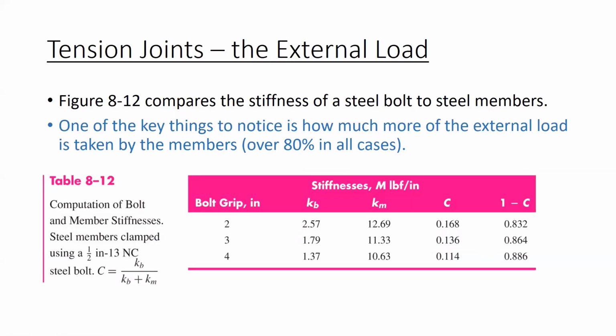So figure 8-12 compares the stiffnesses of steel bolts to steel members. One of the key things to notice is how much more of the external load is taken by the members. It's over 80% in all of the cases, as compared to how much of the external load is taken by the fastener itself. So this C value is kind of useful in showing us that percentage of basically where the load goes. Another interesting thing to note is how making the grip longer, so 2 inches compared to 3 compared to 4 inches, causes the members to take on an even greater percentage of the external load.